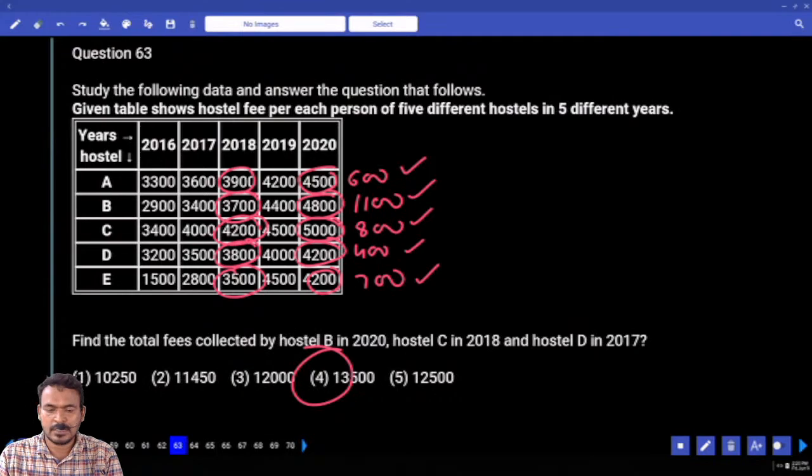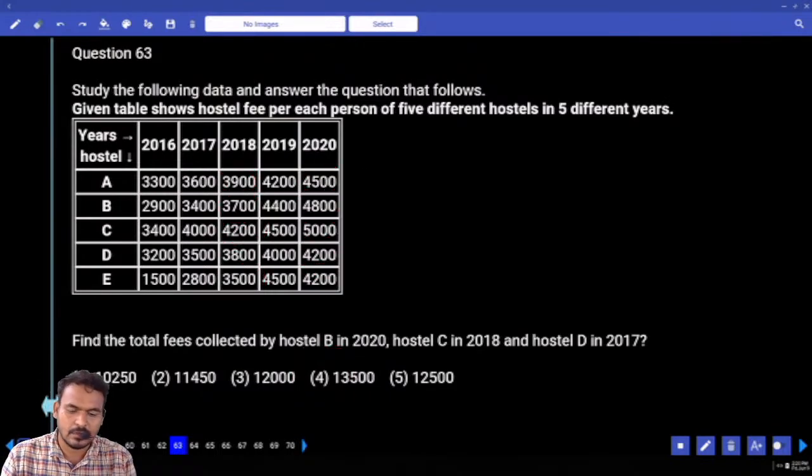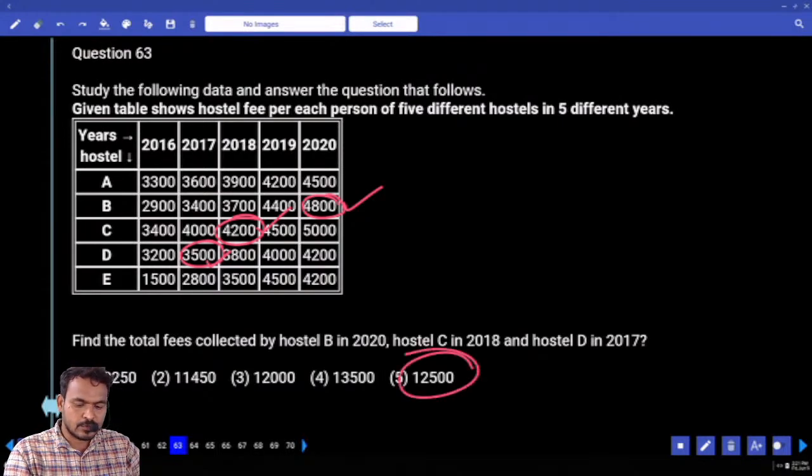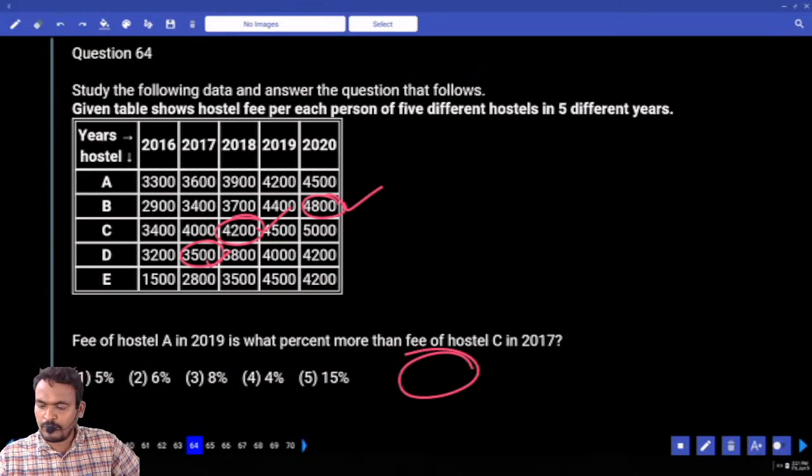Next question number 63. Find the total fees collected by hostel B in 2020, hostel C in 2018 and hostel D in 2017. What is the B value in 2020? 4800. C in 2018 4200, D in 2017 3500. 48, 42, 90, plus 35, 125. Which option? Fifth option.